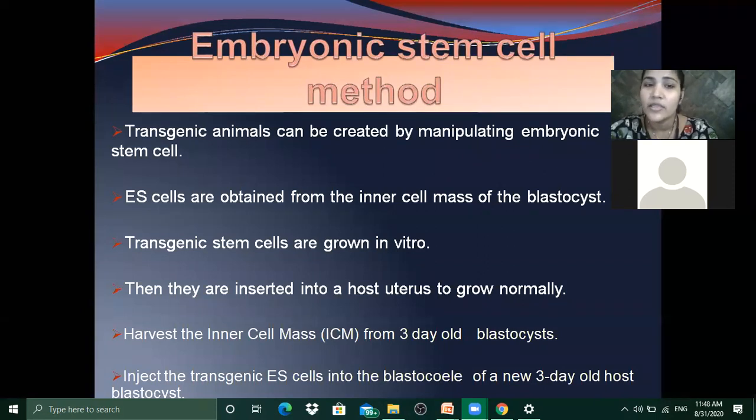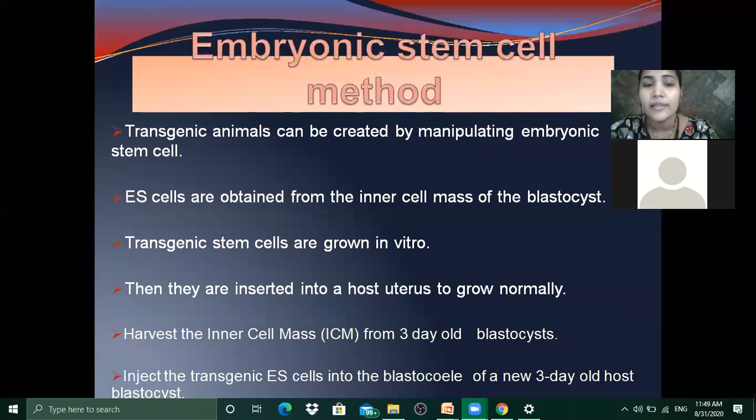Embryonic stem cells are obtained from the inner cell mass of the blastocyst. Blastocyst is just one of the phases of development of embryonic cells. Transgenic stem cells are grown in vitro. Transgenic stem cells means the ones which we have already manipulated with our gene of interest. So you will be growing those cells in vitro in your lab.